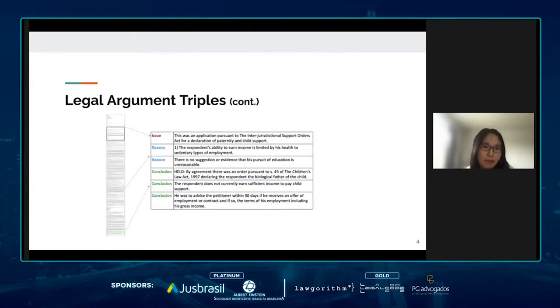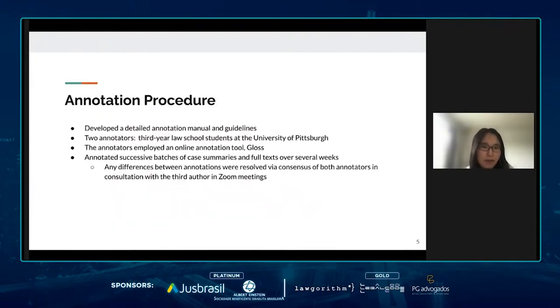This is an example of summarizing a case decision using legal argument triples. In order to get high quality annotations, we hired law school students who followed a detailed annotation manual for us. The annotators would do the annotation individually, and then we would resolve any differences between the annotations through Zoom meetings with consensus of both annotators.